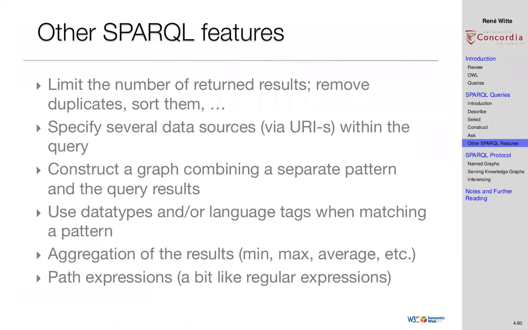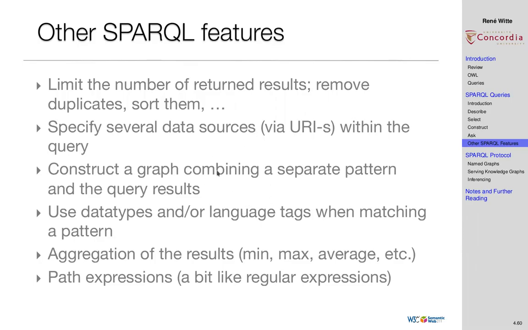So there is a whole number of other features that you can use with SPARQL. You've seen how to remove duplicates. I briefly mentioned that you can sort them. There's also a bonus task on the worksheet where you can look up how to sort them and try it out yourself. A bit later, I'll show you how to ask queries onto multiple knowledge graphs and not just one.